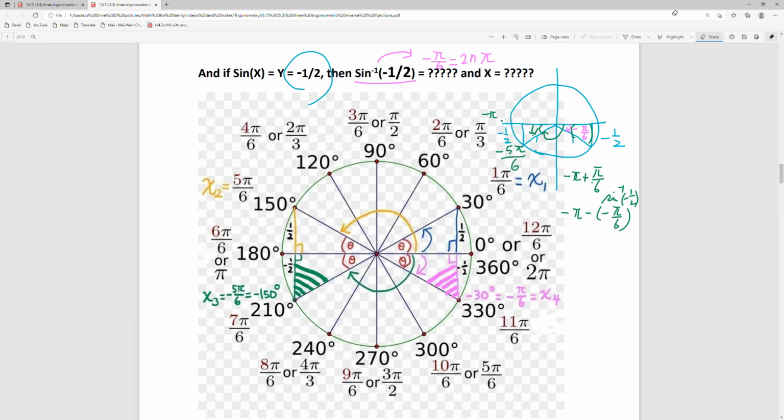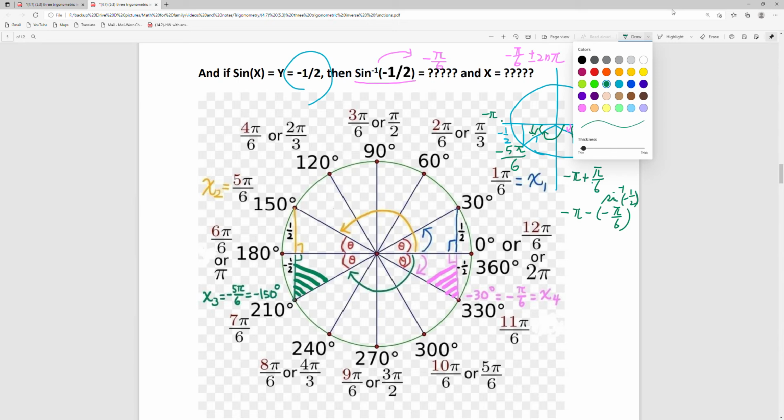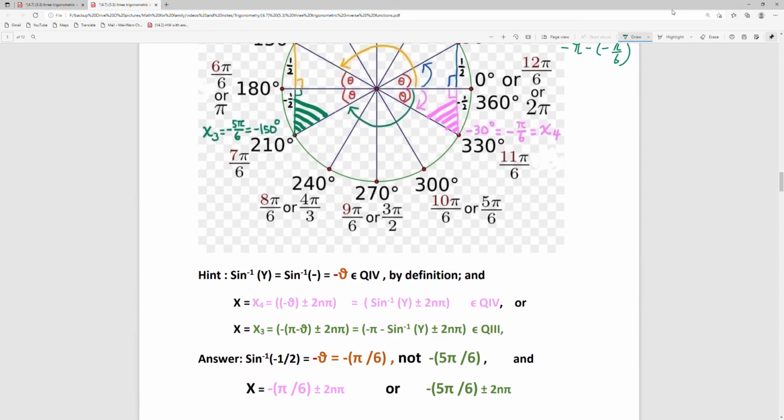Sorry, not here. Okay. So you have one answer, which is negative pi over 6 plus minus 2n pi. And the other one is negative 5 pi over 6 plus minus 2n pi. Then you are done. You don't bother to use any formula. If you want to use a formula, wow, let me show you, okay?